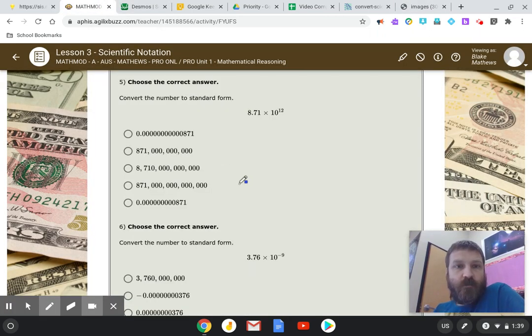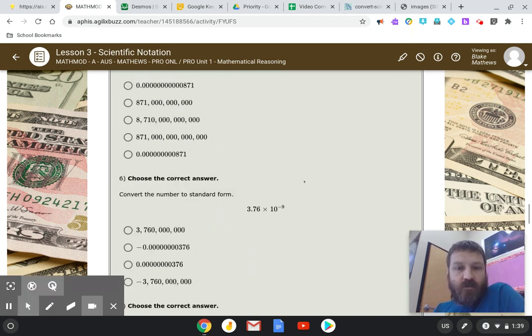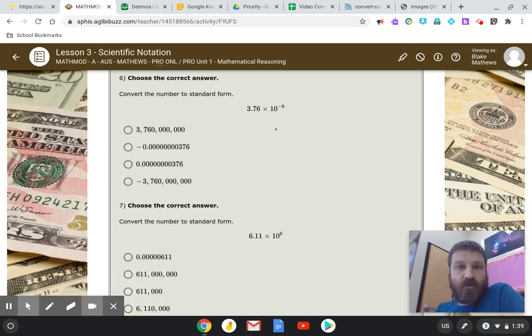I'll do one of these examples. Let's do this one down here. Convert the number to standard form. I'll do number 6 for you.